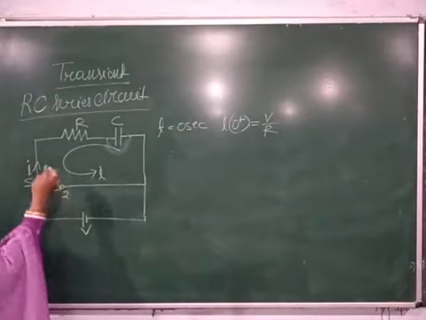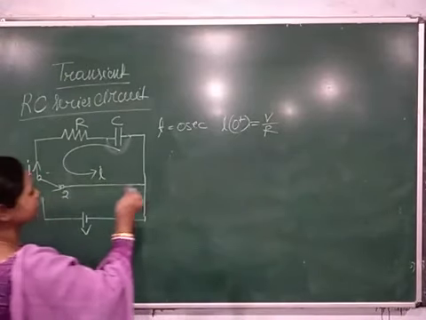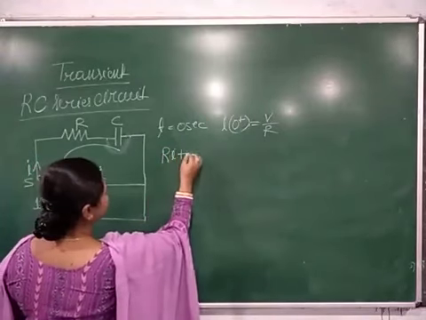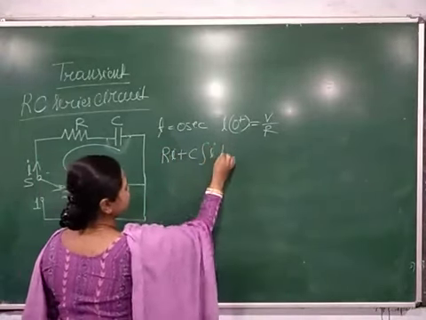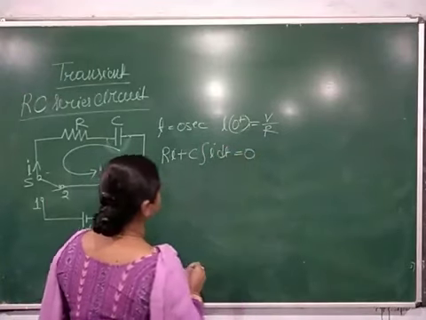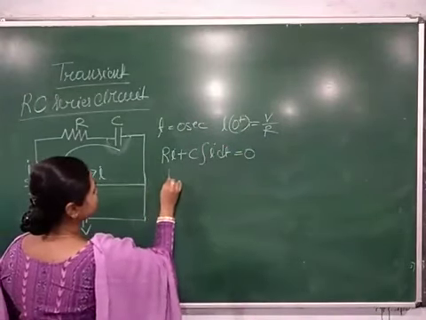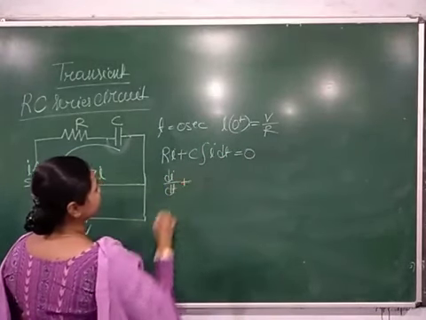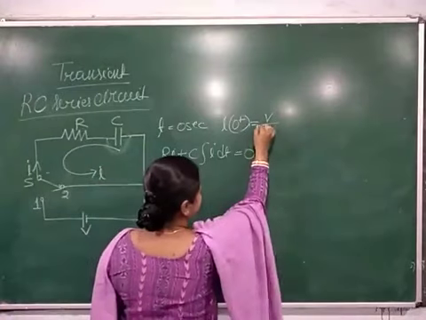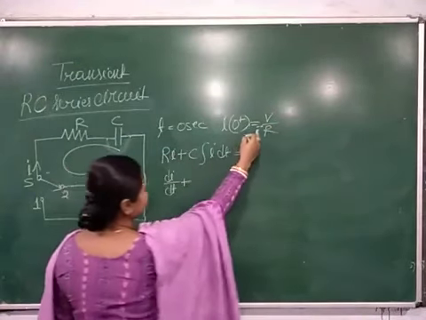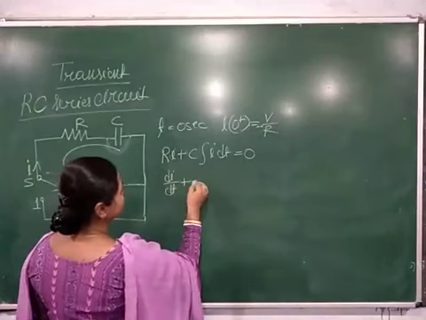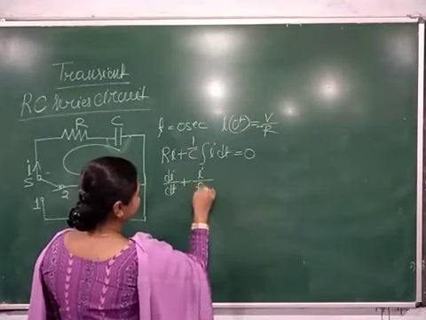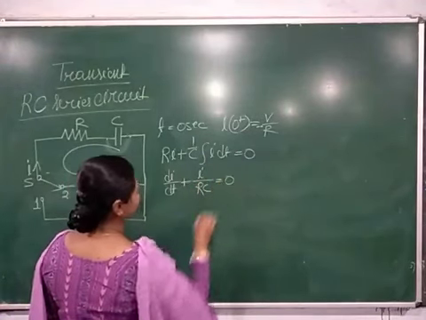Now here, what is the KVL equation? The KVL equation is Ri plus 1 by C integration i dt is equal to 0. Or I may write this equation as di by dt plus, so it is minus, as it moves in the negative direction the current is minus, di by dt plus i by RC is equal to 0.